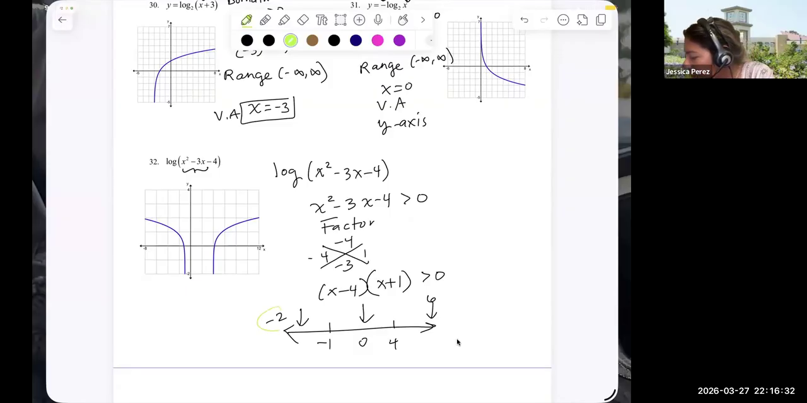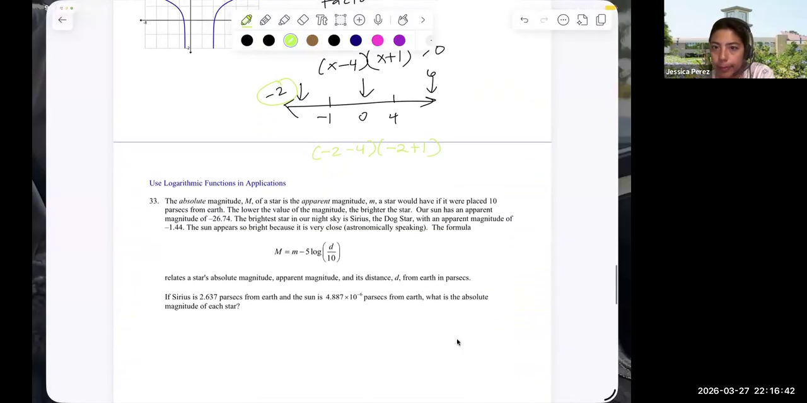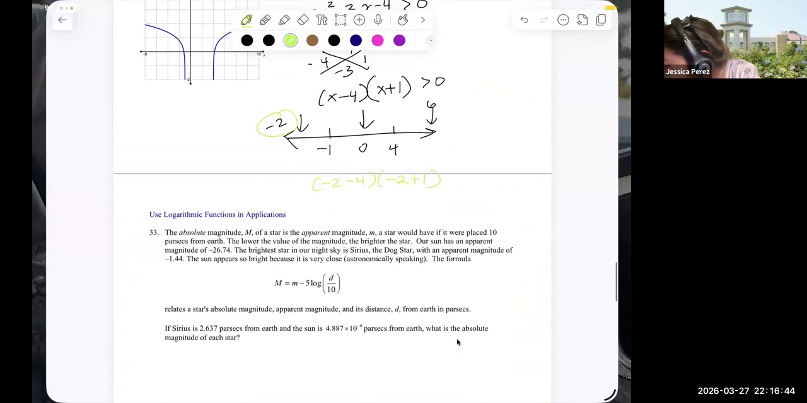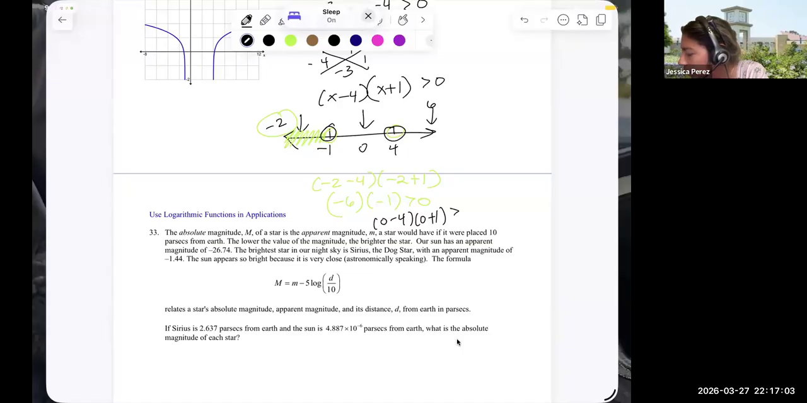So when I plug in negative 2, this is going to be negative 2 minus 4, negative 2 plus 1. That's going to be equal to negative 6 times negative 1. Is that greater than 0? Yes. So I'm going to shade this area, excluding the boundary points. At 0, I have 0 minus 4, 0 plus 1. It's a negative number. Is that greater than 0? No. So I don't shade that area.